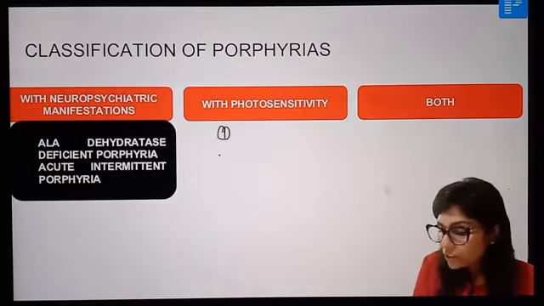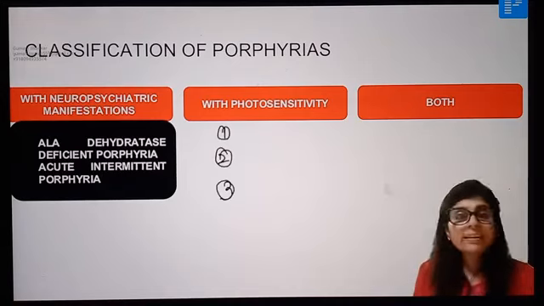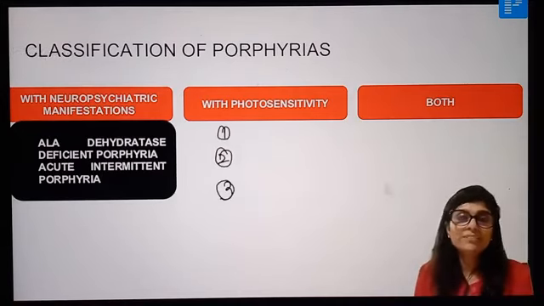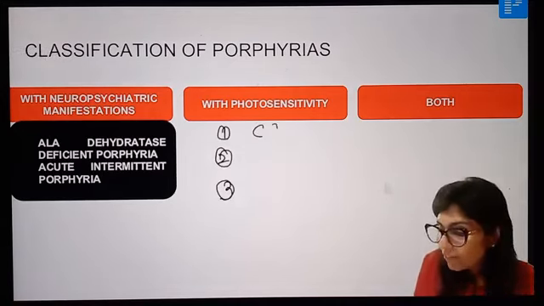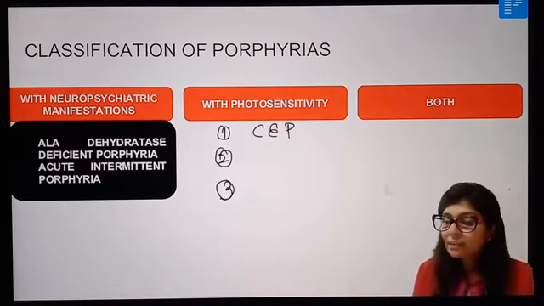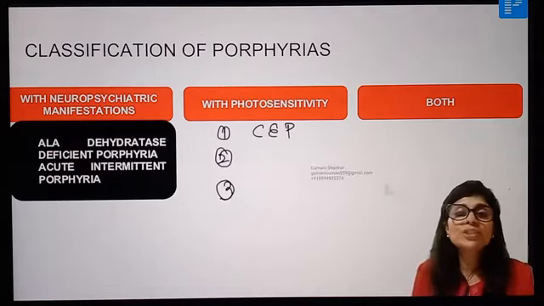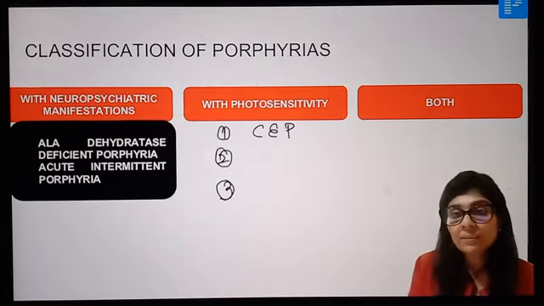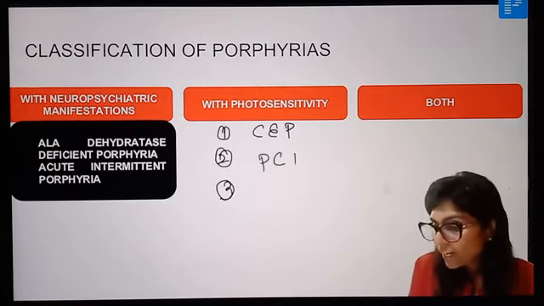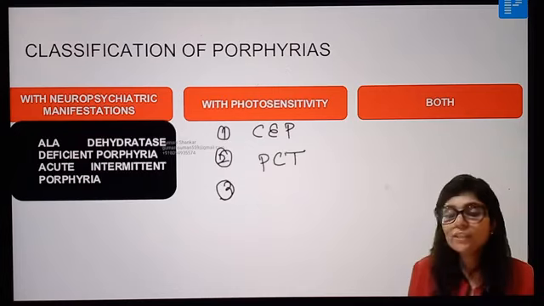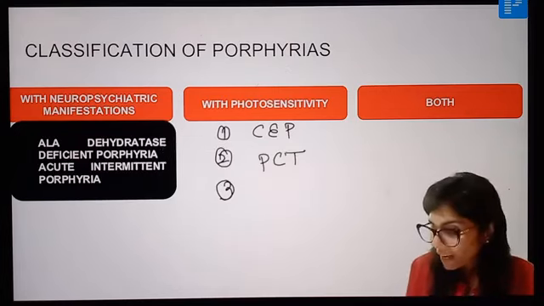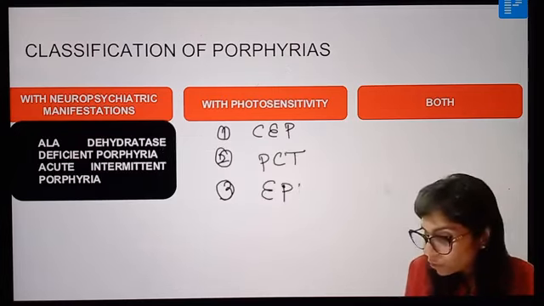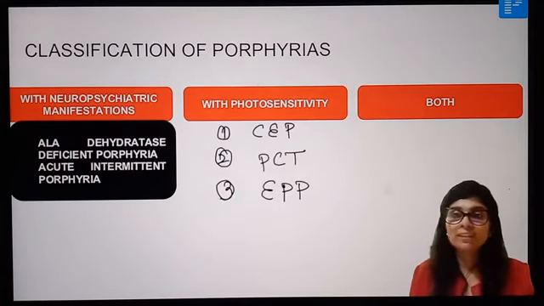There are 3 disorders which come under the second category with only photosensitivity. The first one is the vampire disease. Tell me, which is the vampire disease? Congenital erythropoietic porphyria, which is the most severe. And then porphyria cutanea tarda, which is the most common. And the last one, erythropoietic protoporphyria.